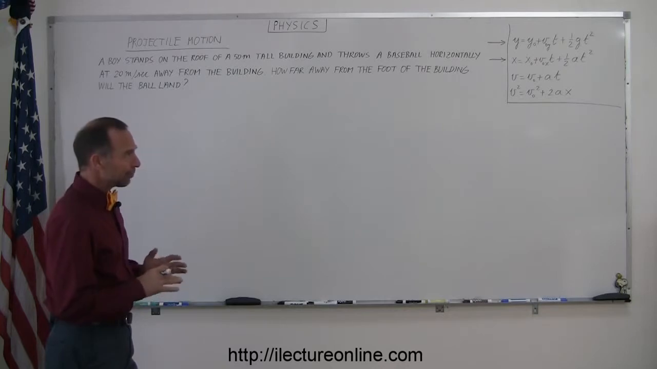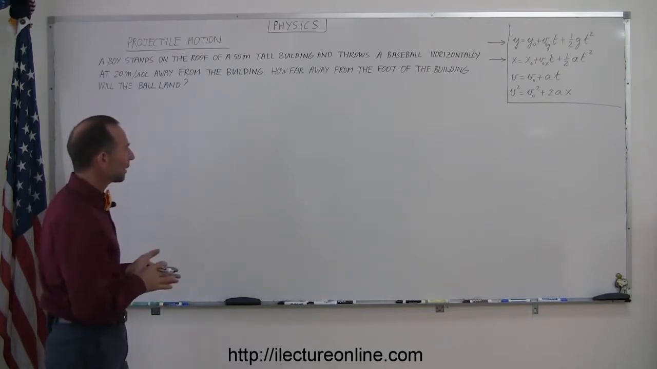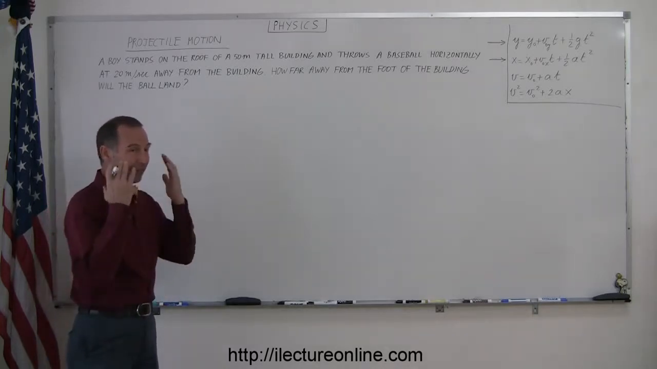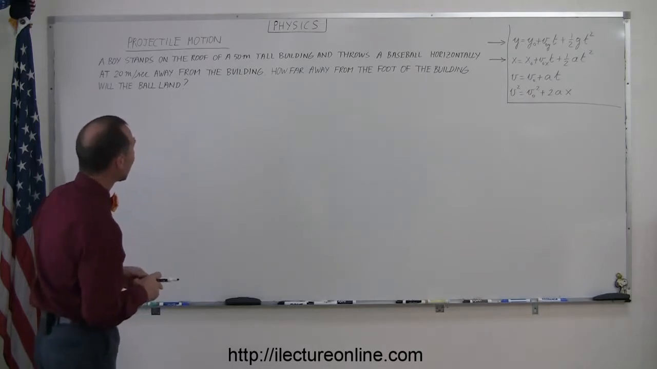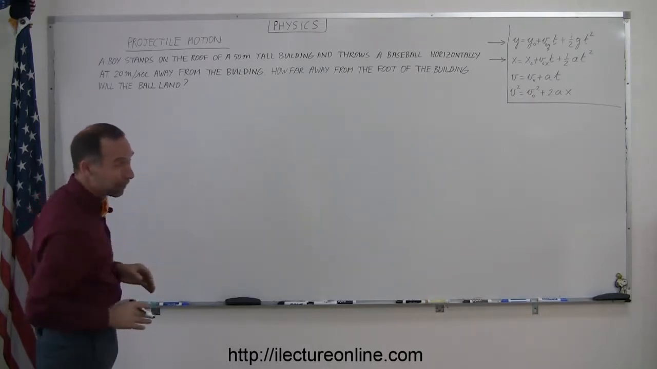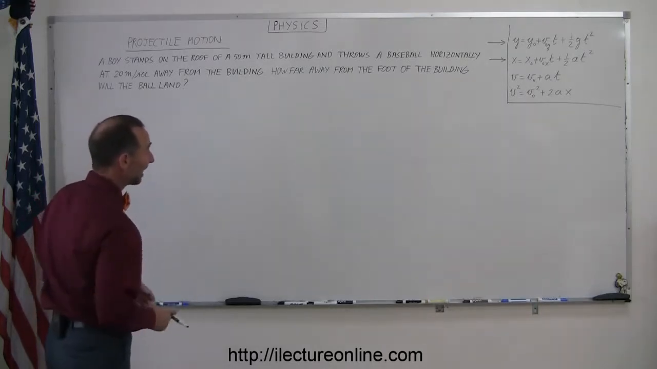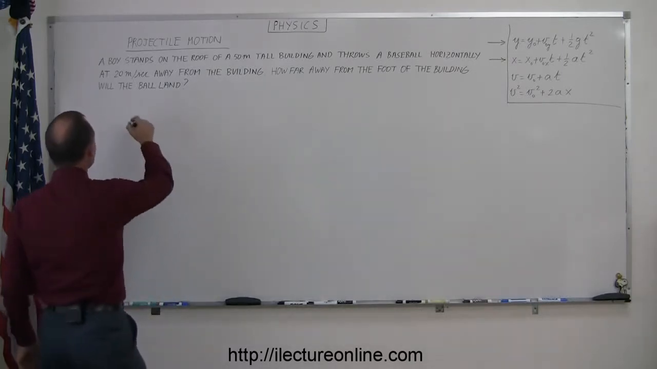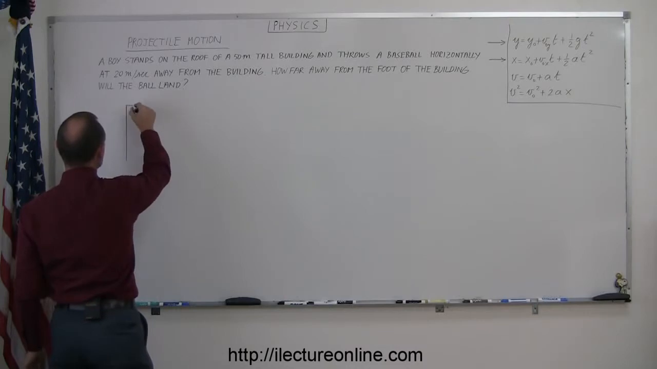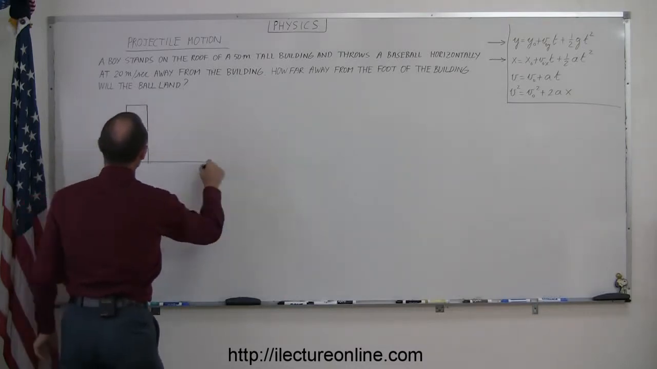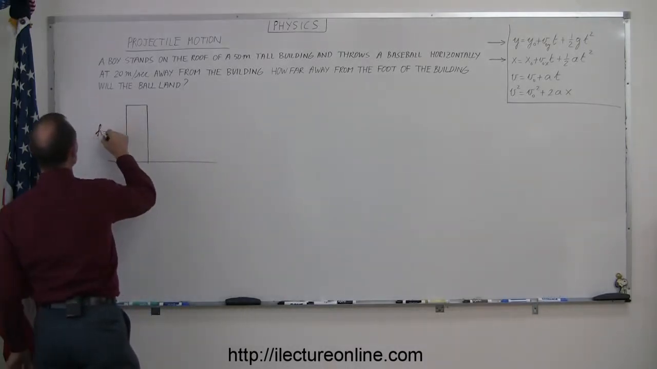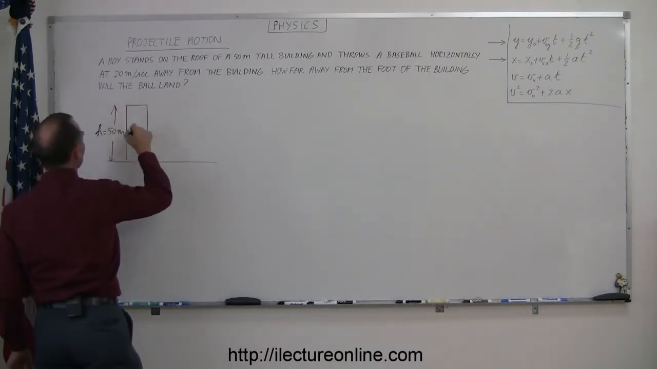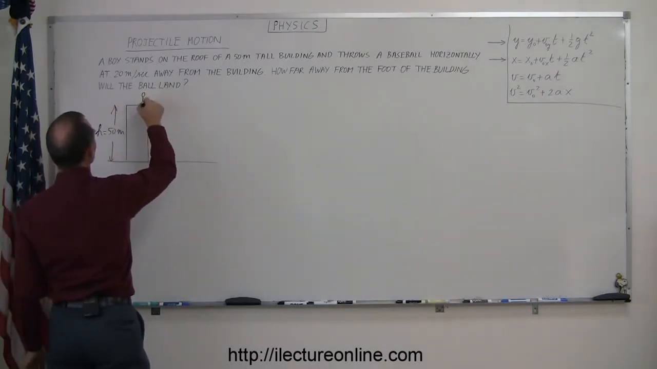And the first thing you want to do when you solve a problem like this is draw a picture of it, because mentally we can solve a problem a lot easier when we can visualize what's going on rather than just read a bunch of text and try to figure out what's going on from that. All right, so let's draw the building. There, let's say the height is 50 meters. So on top of the building is the boy.